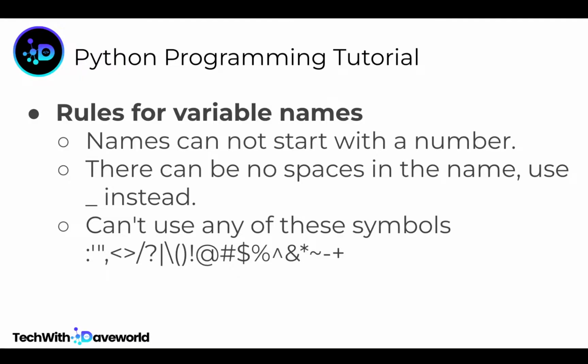All right. So the next one is there must not be space when you are naming your variable, right? So instead of space, you can use something that is called the underscore. So instead of saying my name is equals to Daveworld with a space, you can use my_name is equals to Daveworld, right? So there must not be space when you are naming your variable.